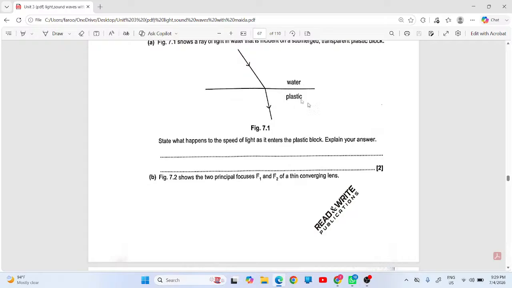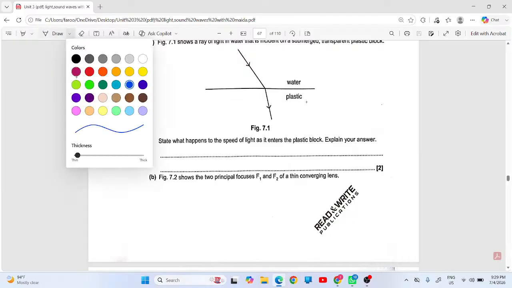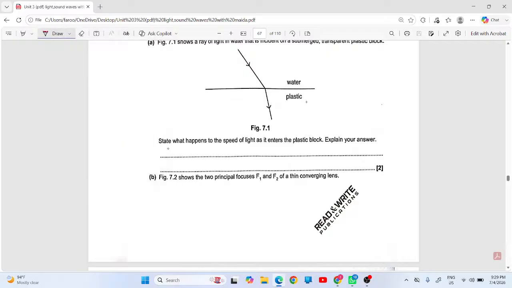So we know that plastic is a denser medium. Explain your answer. The speed will slow down. हम कहेंगे plastic is a denser medium. So the speed of light decreases.